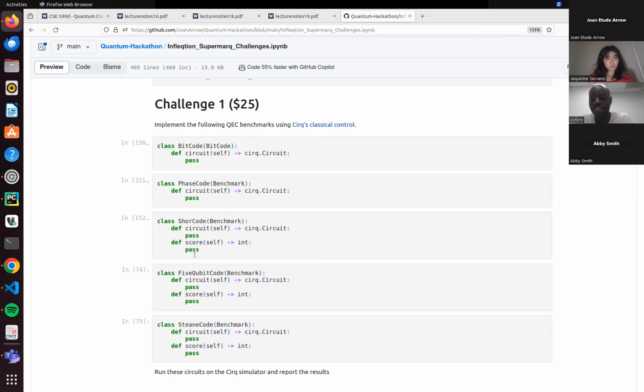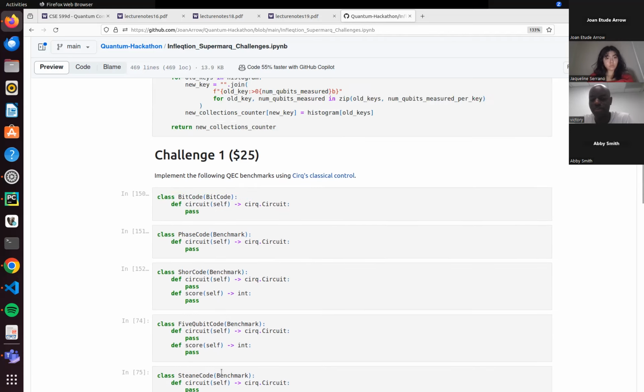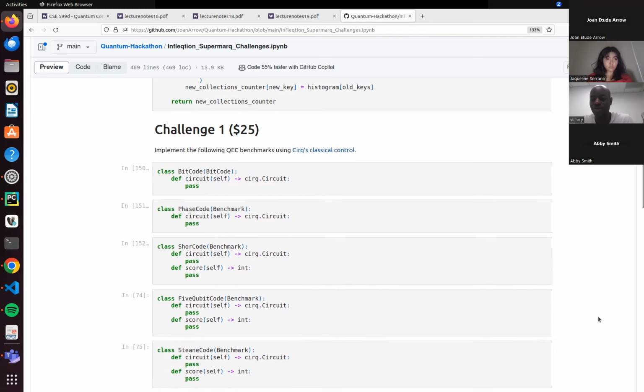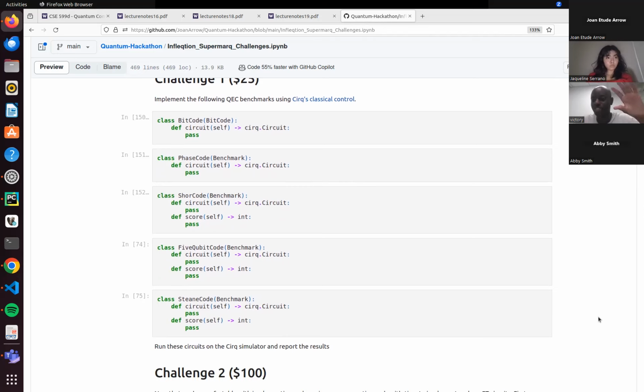But I just added these because they were in the lecture notes and they were interesting, but they're not needed for the challenge. So really, if you implement the phase code and the bit code, you can easily implement the Steane code, because you'll understand the gist of how to measure stabilizers, which is basically how to use your ancillas to measure the syndromes of your logical qubit.